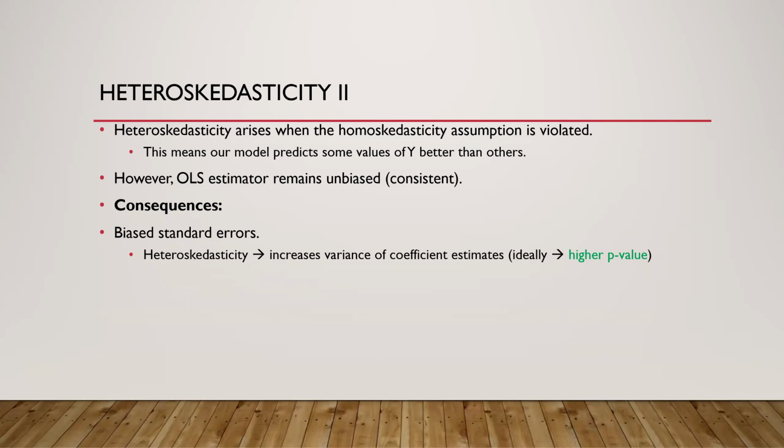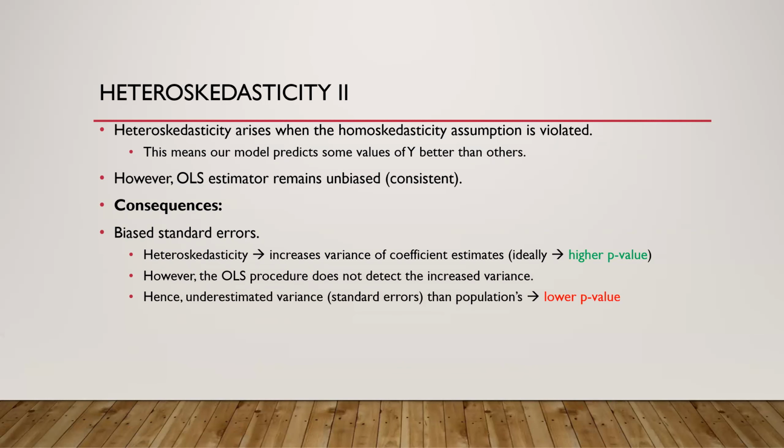wrong conclusions. So heteroskedasticity increases the variance of the coefficient, ideally. So we should have a higher p-value, and that should lead to us keeping the null hypothesis. However, the OLS procedure does not detect the increased variance, okay? So if OLS does not detect the increased variance, it's going to affect the computation of the t-values as well as the p-value.